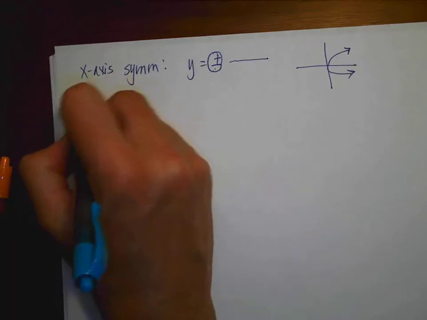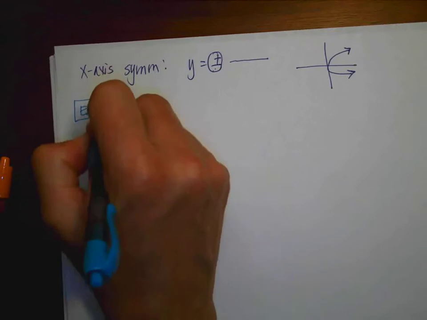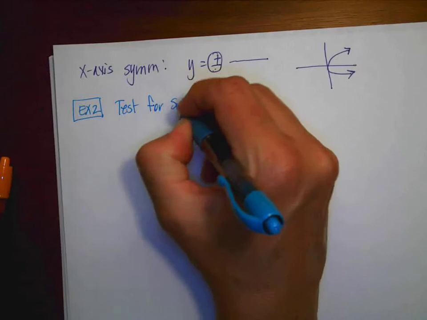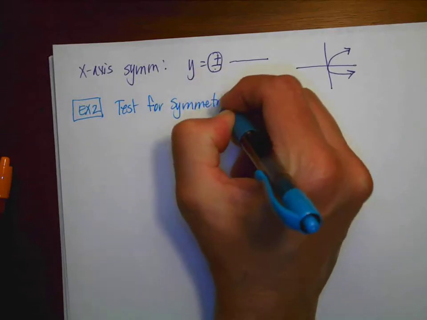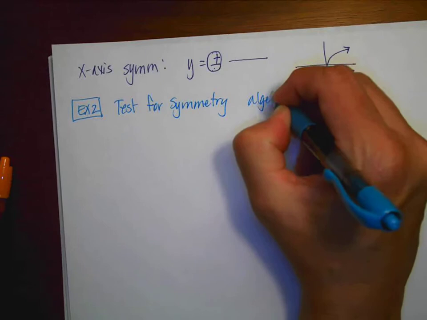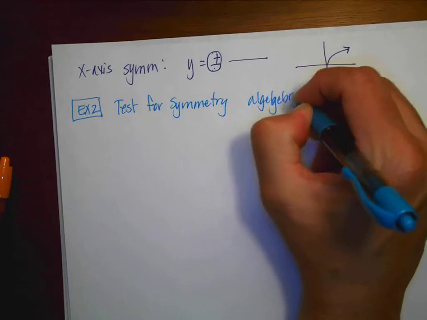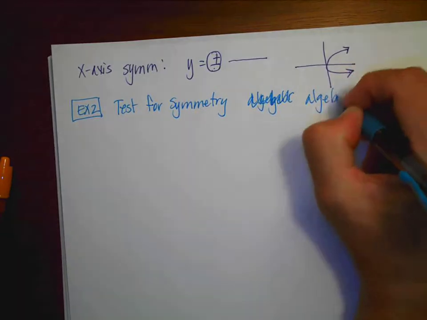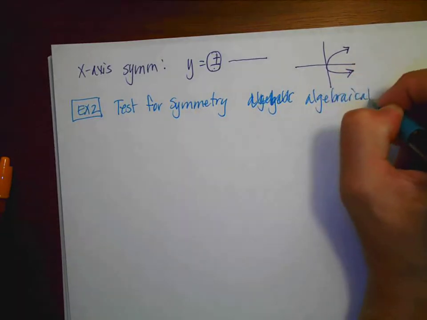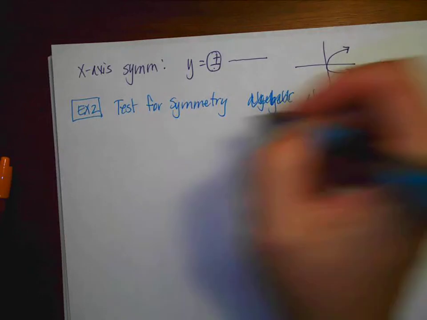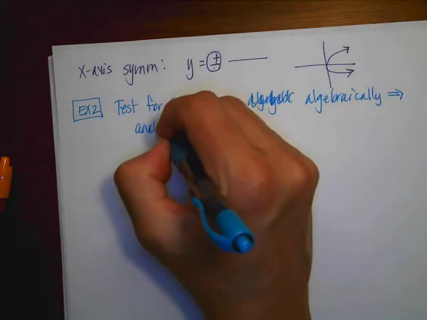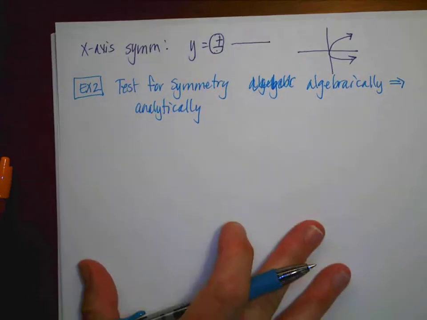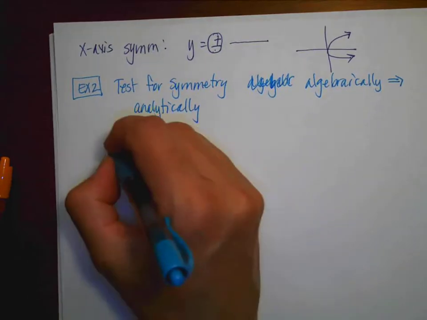All right, so example 2 is going to say test for symmetry. And always when we test for symmetry, we're going to do this algebraically. And remember that the word algebraically, I spelled it wrong. If I test algebraically, that's the same thing as analytically. So those two words can be used interchangeably, whether I have algebraically or analytically.